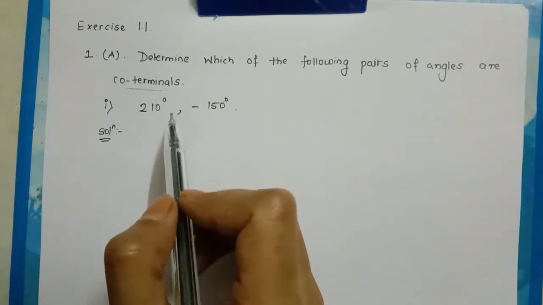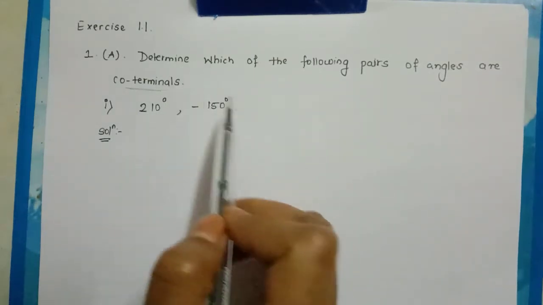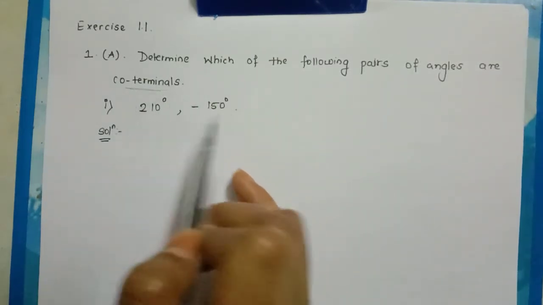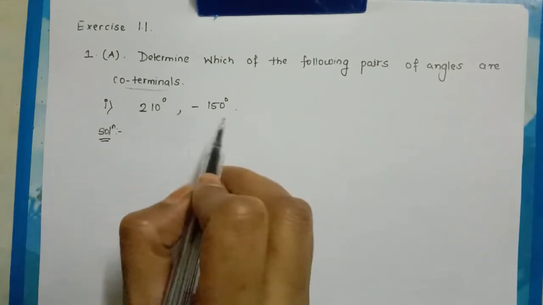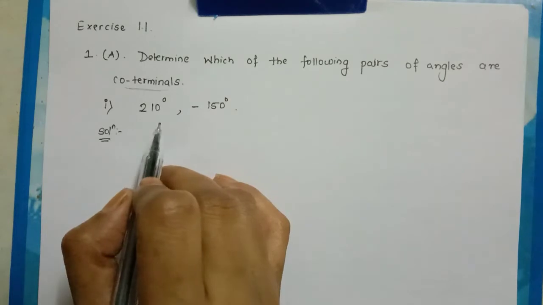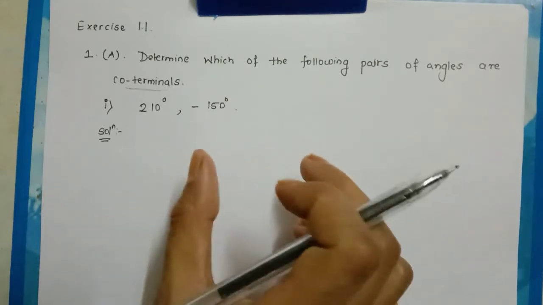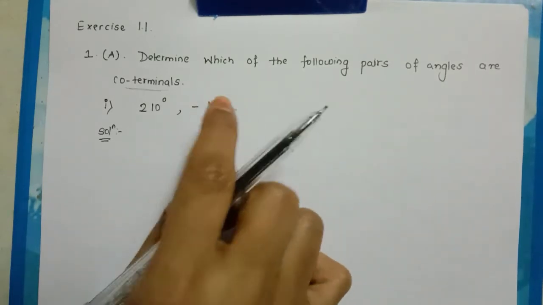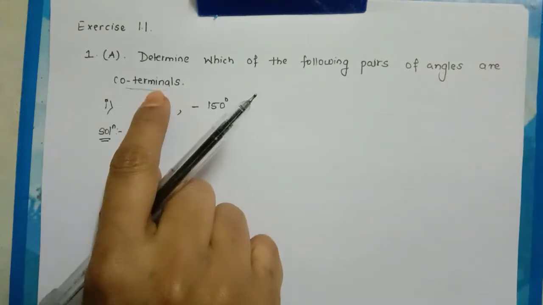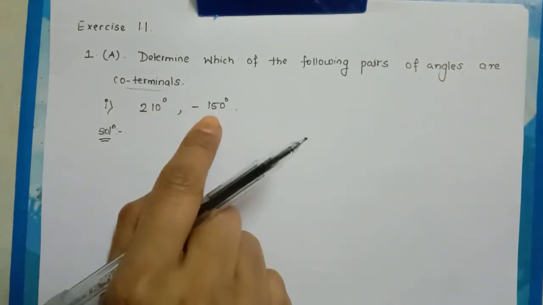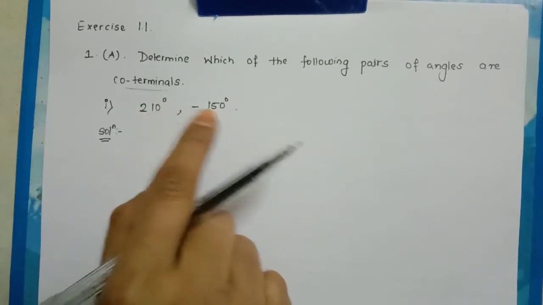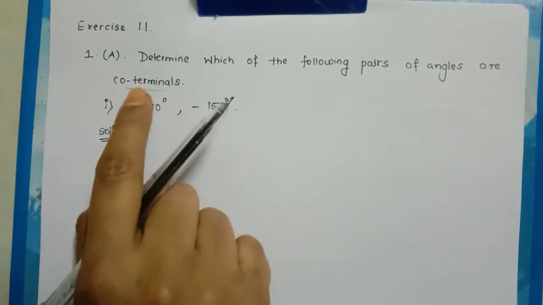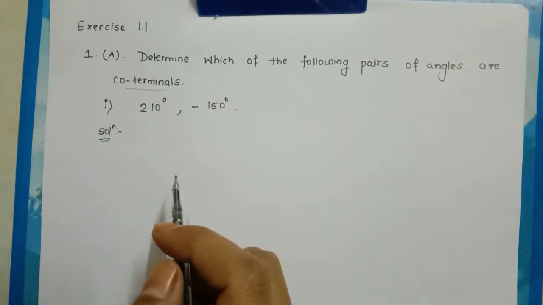As I told you, we have to determine whether the given pair of angles are coterminal or not. For this we have to take the difference of these two angles. If the difference of these two angles is a multiple of 360, then only we can say that the pair of angles are coterminal. So let's start.